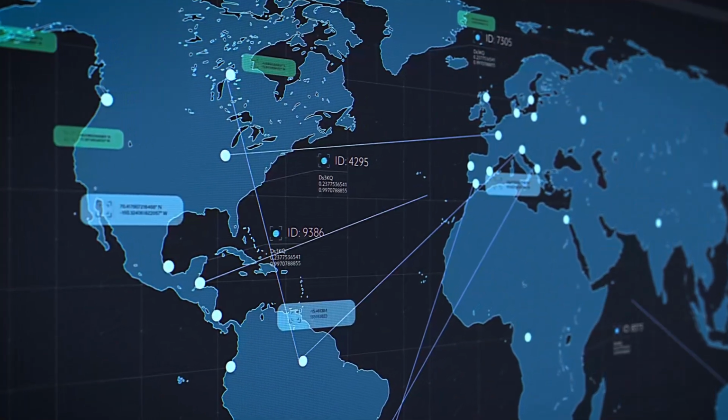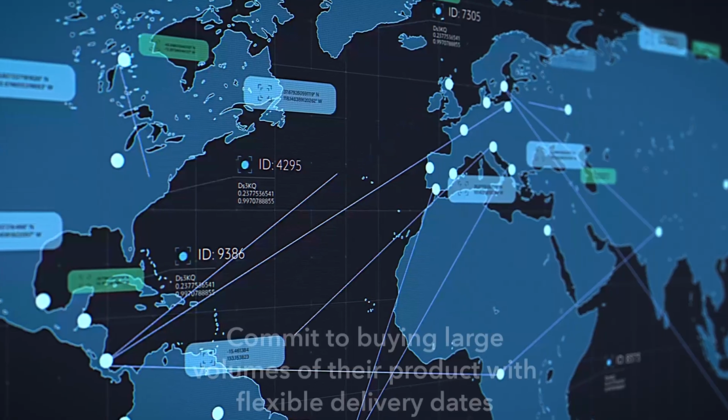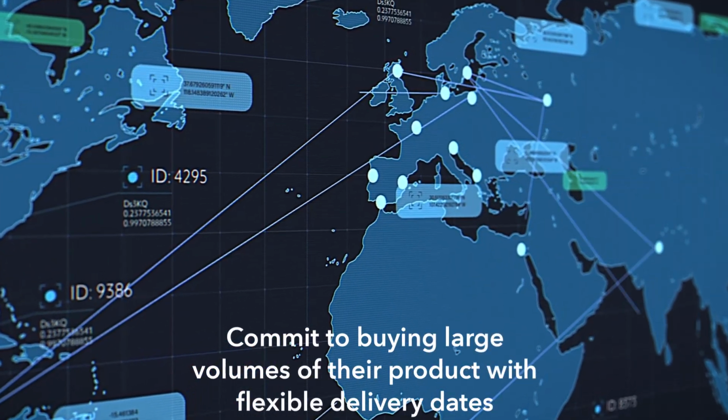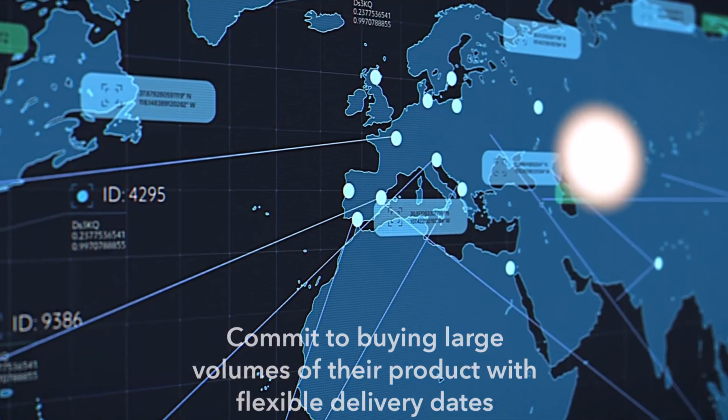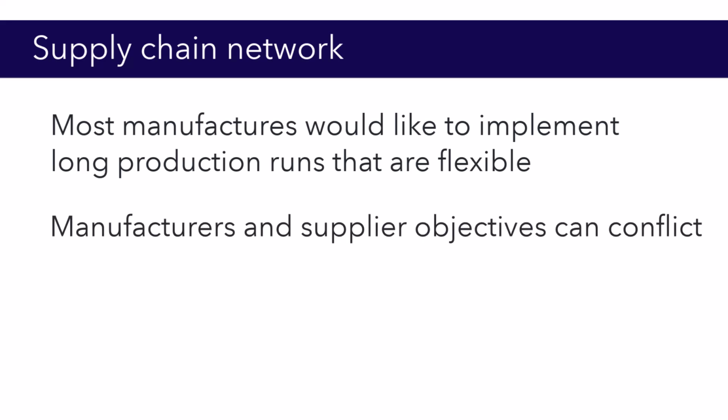For example, suppliers typically want manufacturers located in various geographies to commit to buying large volumes of their products over a period of time with flexible delivery dates. Unfortunately, while most manufacturers would like to implement long production runs, they must be nimble and flexible enough to adapt to changing consumer preferences and customer demands. Hence, the objectives of manufacturers can sometimes be in direct conflict with that of suppliers.